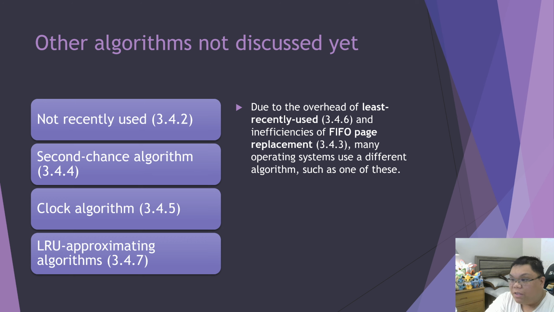Due to the overhead of LRU and the inefficiencies of FIFO, many operating systems will use one of several different page replacement algorithms, and the textbook talks about 10 algorithms in total. Of those, we had optimal page replacement, FIFO page replacement, and LRU page replacement. The other ones are not recently used, second chance, and the clock algorithm, which are technically the same algorithm, but just implemented differently. And there's another one called aging and the working set algorithm. We're just going to look at 4 of these.